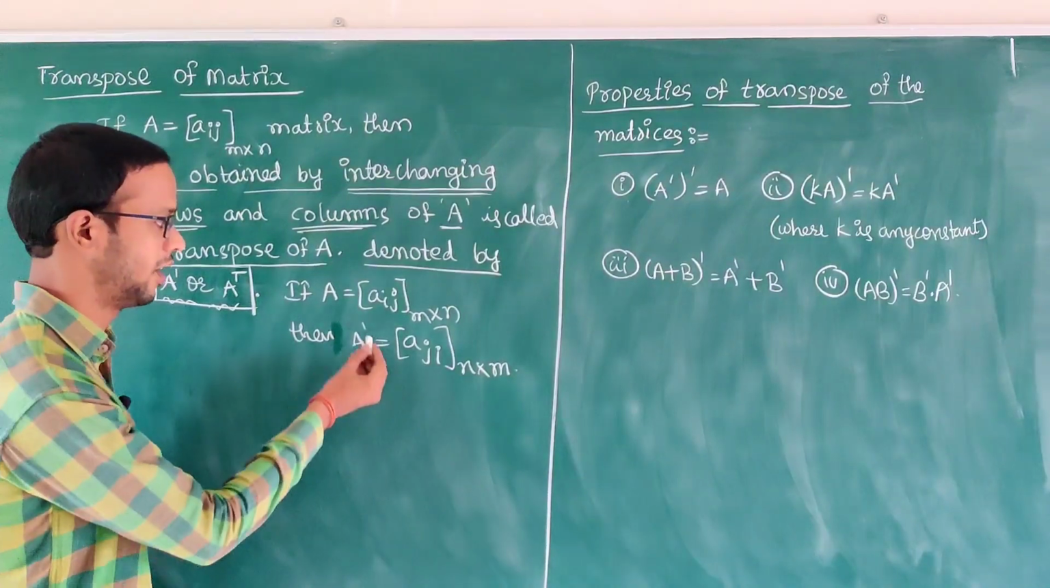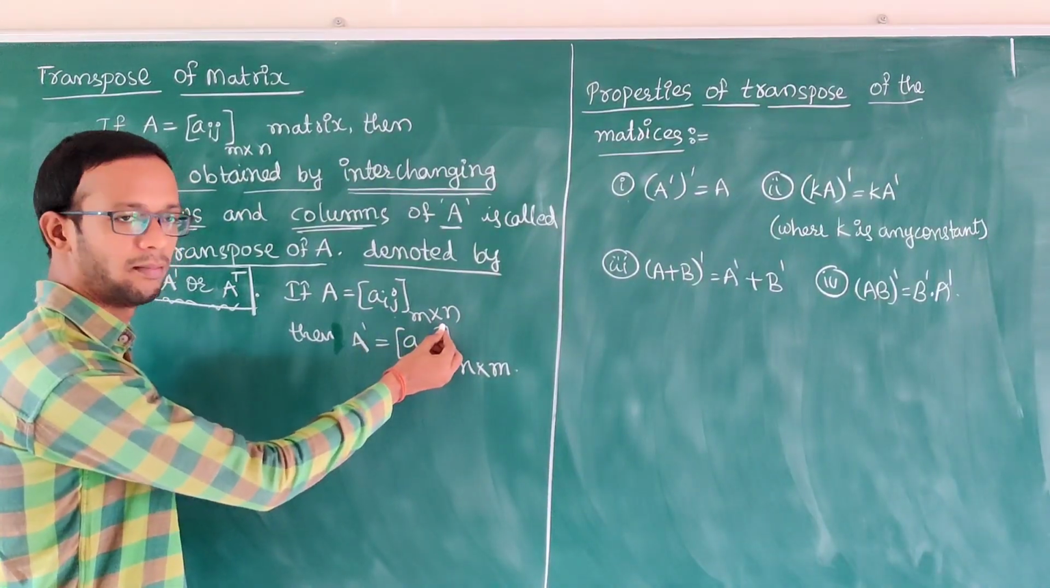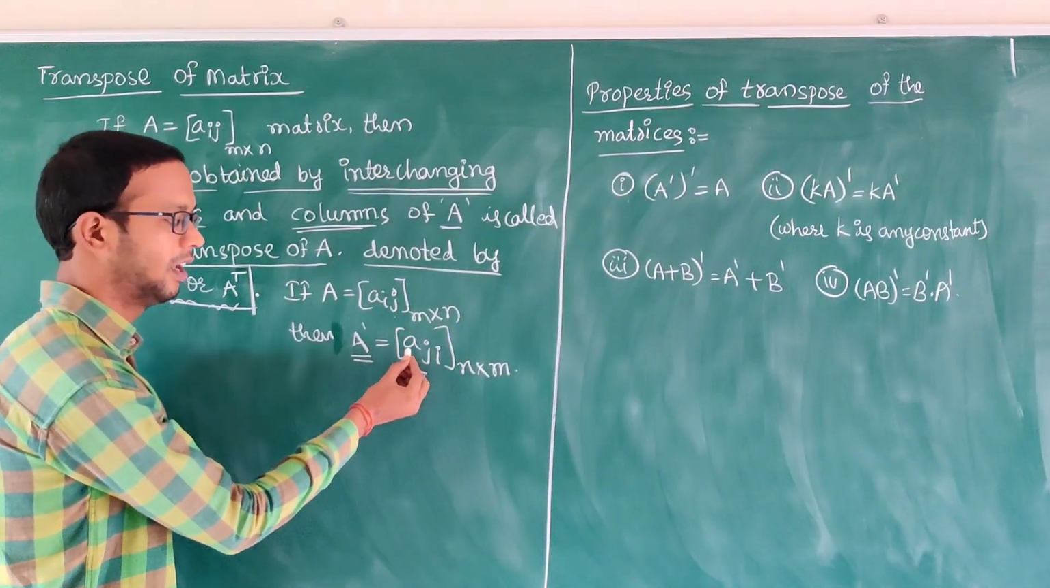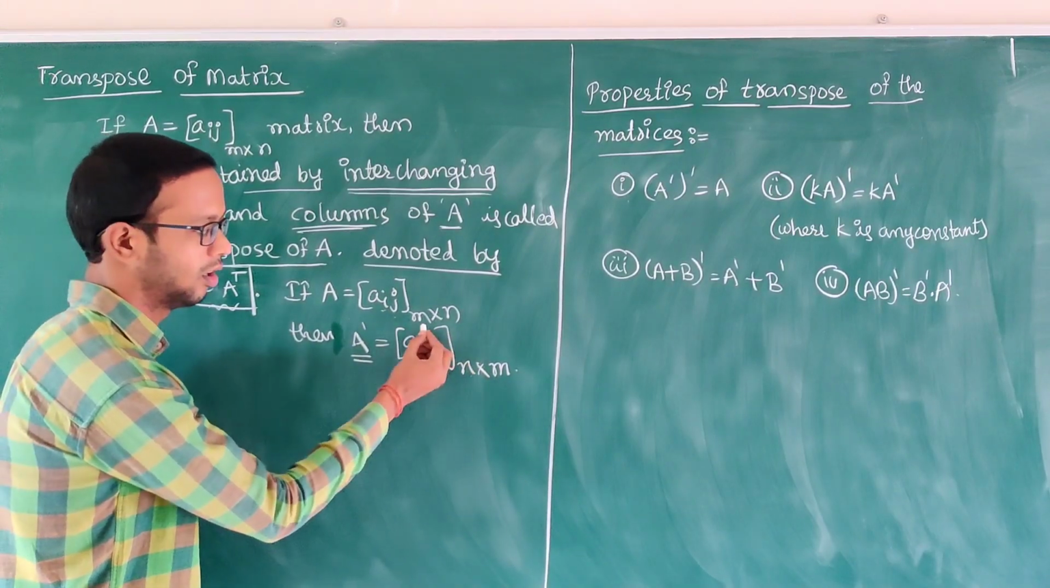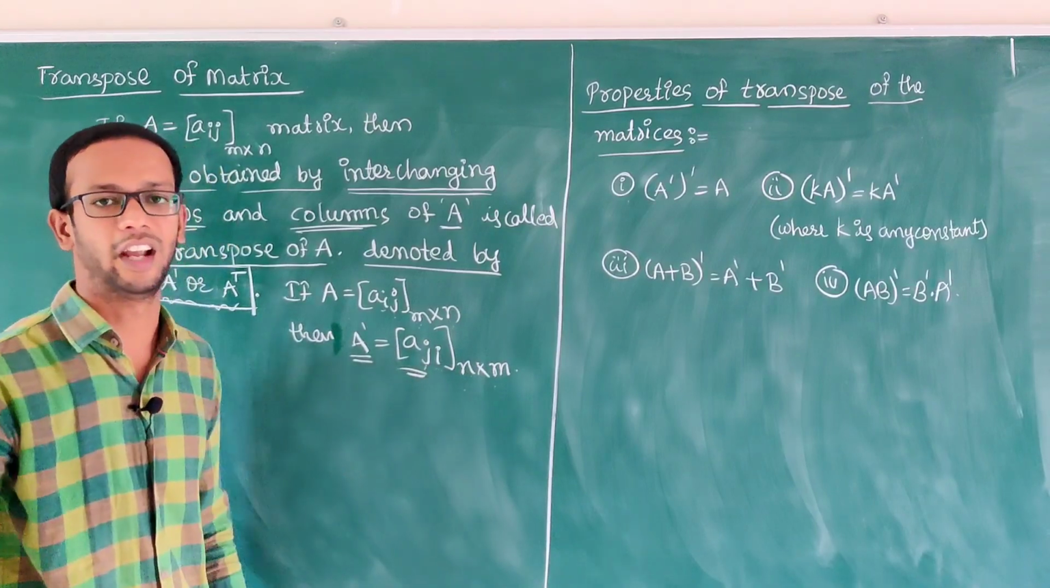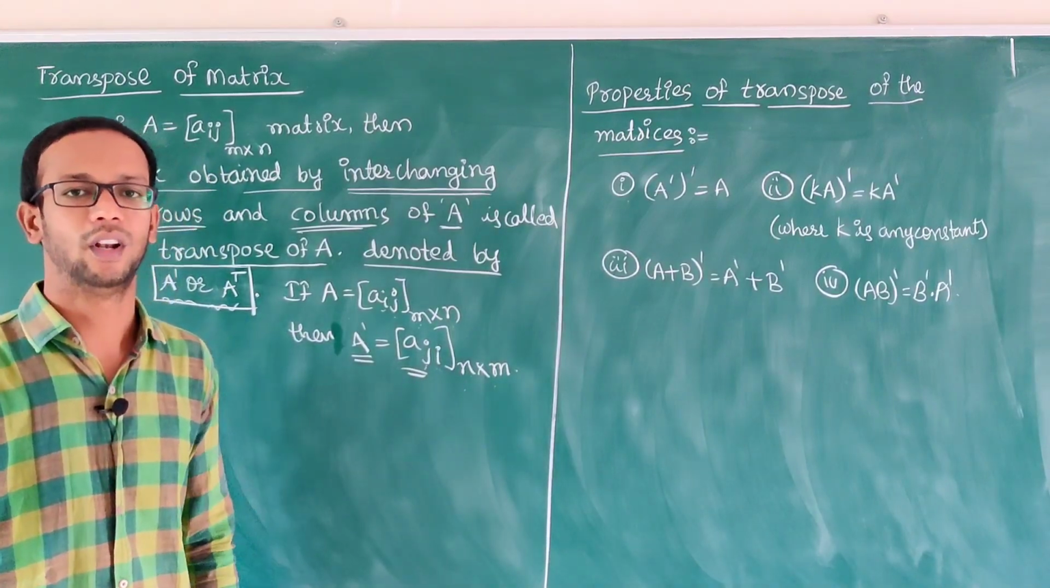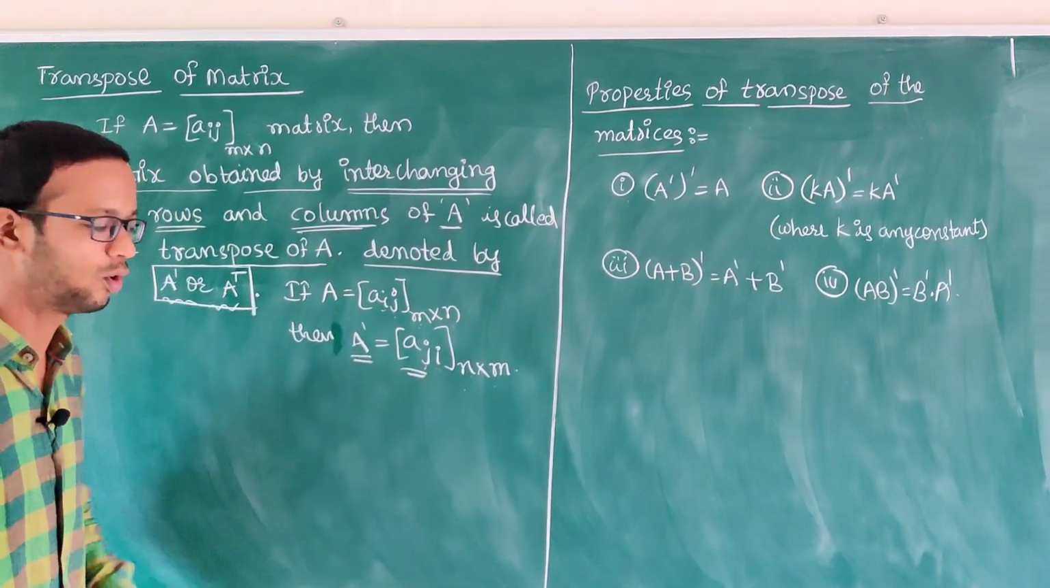In another way, the definition: A is an m by n matrix. A dash is nothing but interchanging rows and columns, so you will get an n by m matrix, and that is called the transpose. Some examples we'll see here.